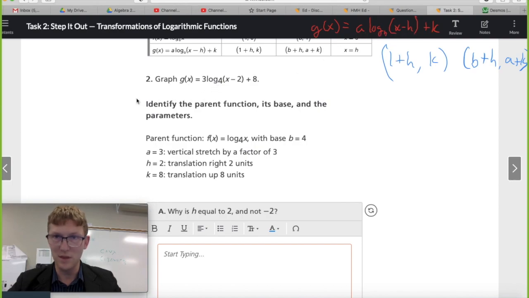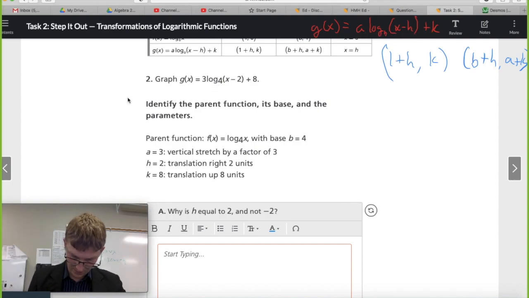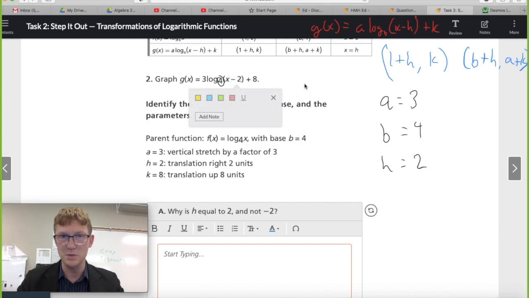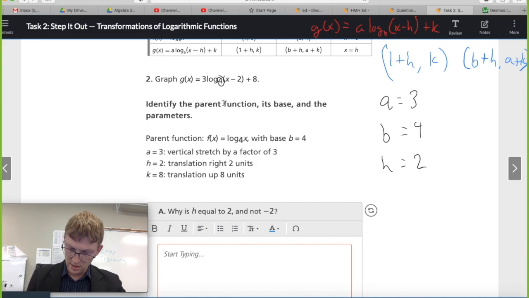So just based on that, we can say our a is equal to 3. Our b is equal to 4, right there. Our h is equal to positive 2, even though it has a minus 2, but remember our generic function has a minus as well. And then our k is equal to 8.